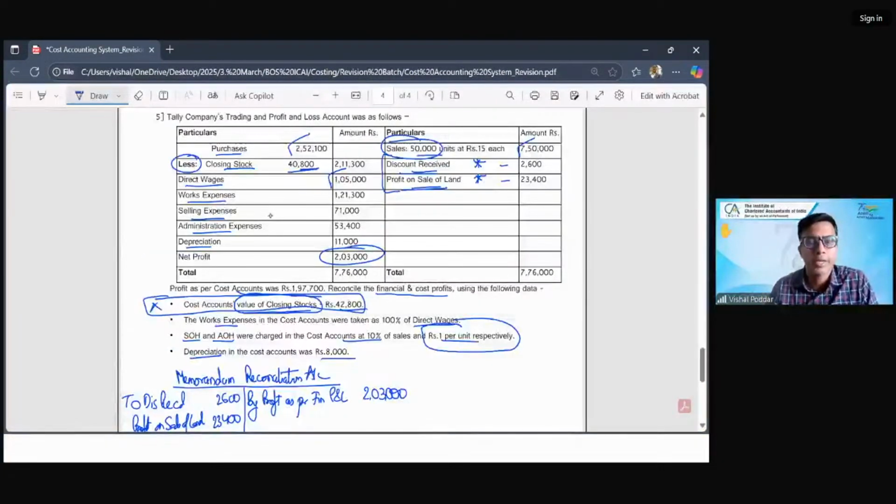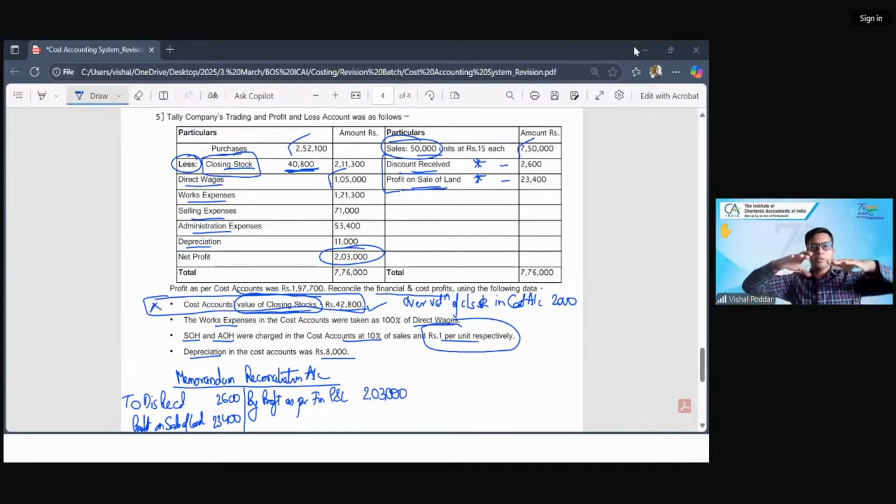Now, coming to the debit side, difference in closing. Your accounts is taking 44,800. We are taking 42,800. So the difference is 2,000. And what is this difference? This is overvaluation of closing stock in cost accounts by 2,000. So this is our difference, correct? Now, once you identify this difference, you will get to do the reconciliation. So what is this difference? This is overvaluation in your cost sheet.